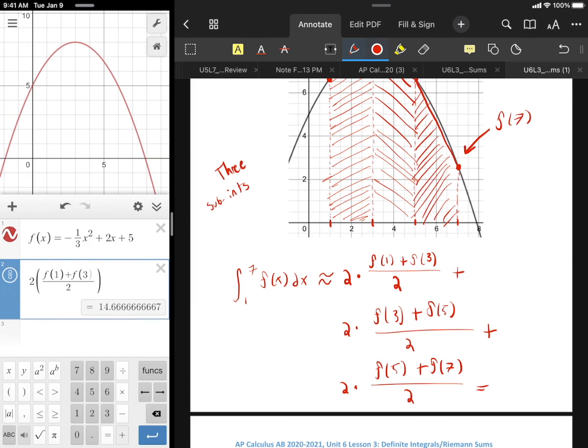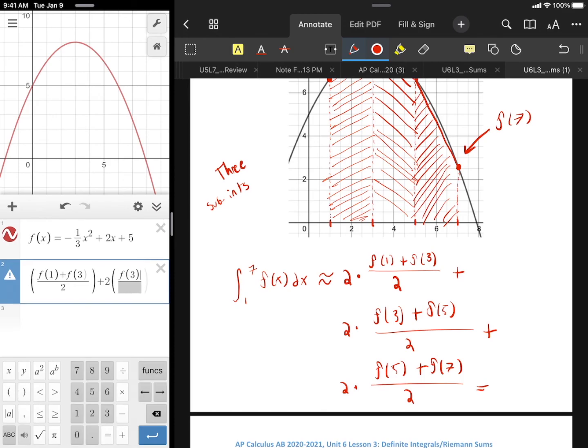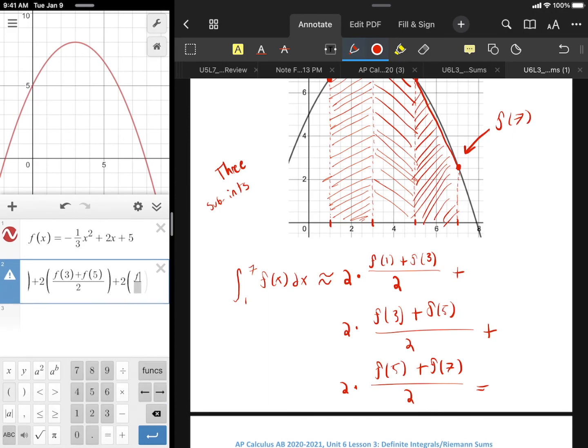We're going to close that off. We're going to add 2 times f of 3 plus f of 5 all over 2, plus 2 times f of 5 plus f of 7 all over 2. And so what do we wind up with there?